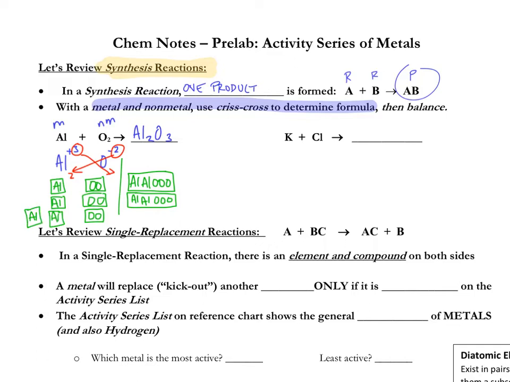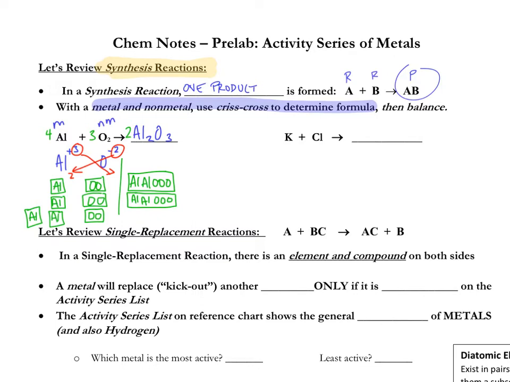I'm running out of space here, so I'll write it to the left. So I've got 1, 2, 3, 4 aluminums, which means my coefficient becomes a 4. I've got 1, 2, 3 boxes with oxygen, so my coefficient becomes 3. And then I've got 1, 2 boxes of aluminum oxide, so my coefficient becomes 2. So my coefficients are 4, 3, 2.